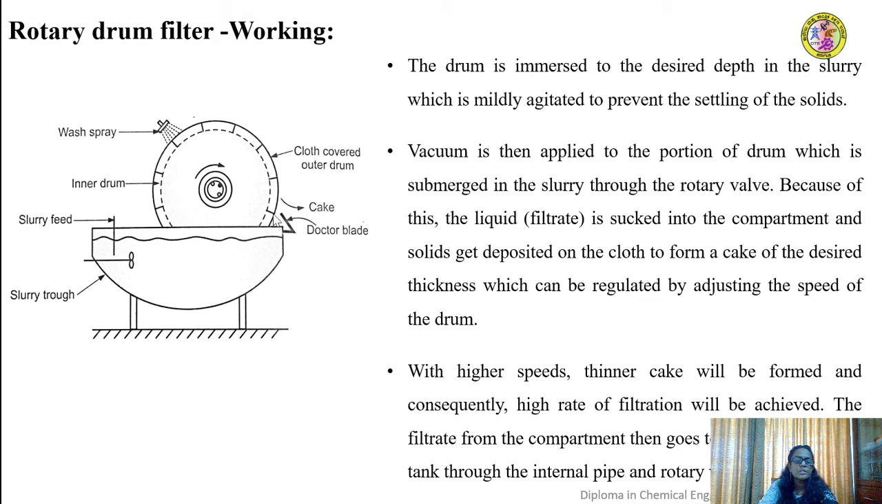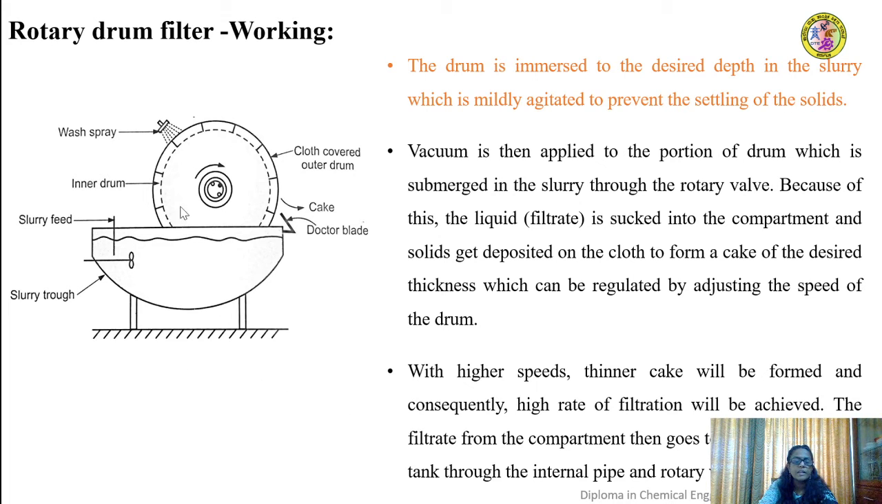See, whenever a portion of the drum, that is a compartment, dips inside the slurry, then the vacuum is applied by means of a specially designed rotary valve. So, due to that vacuum, the slurry will be attracted or forced towards the drum, and the solids get deposited on the surface as cake, while the filtrate will be sucked to the inside of the drum.